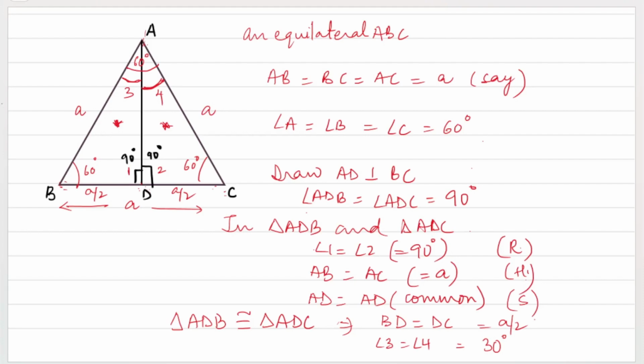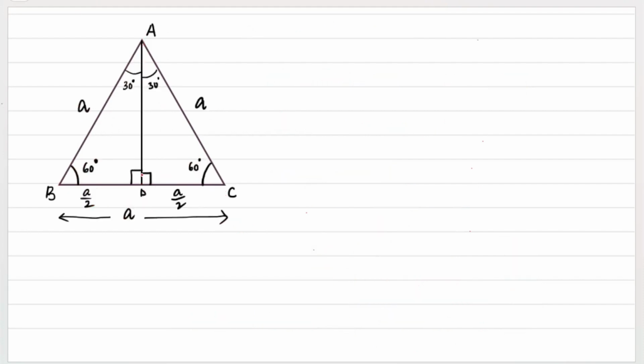Let's go to my next slide. So we got all this so far: this angle is 30, these are 60 and 60, and these are A by 2 and A by 2. Now my next step is to find the value of the perpendicular line AD. You can take either the left triangle ADB or the right triangle ADC, it doesn't matter, the values will be the same because all the angles are the same in these two triangles.